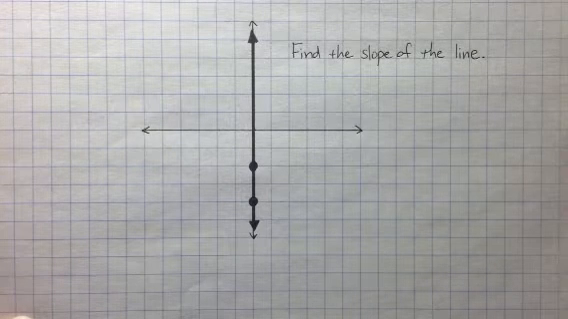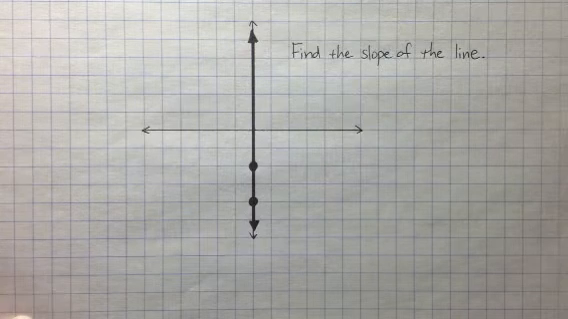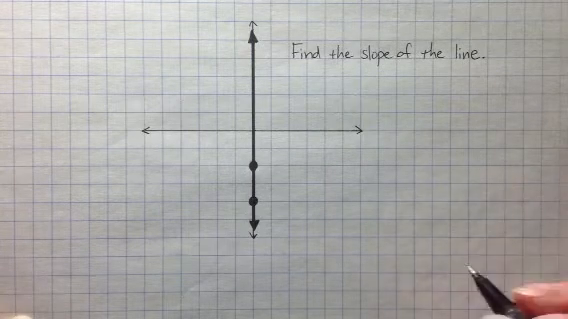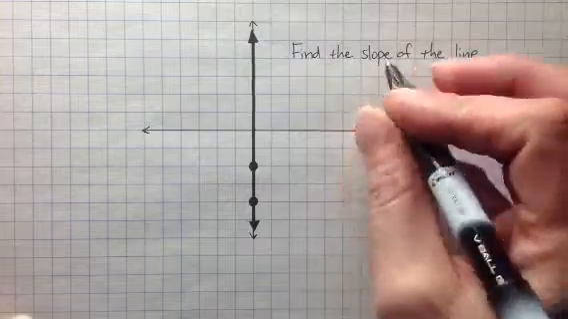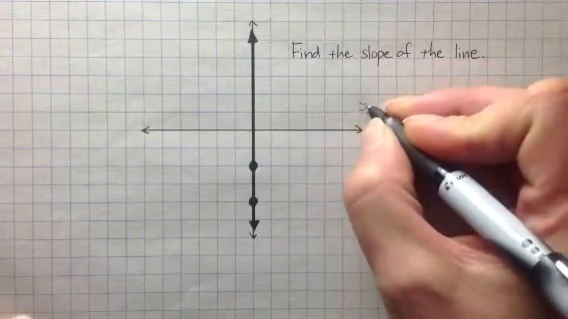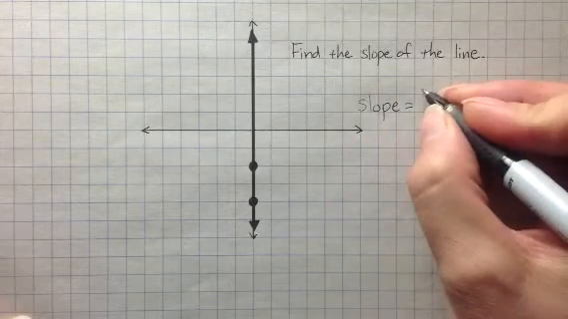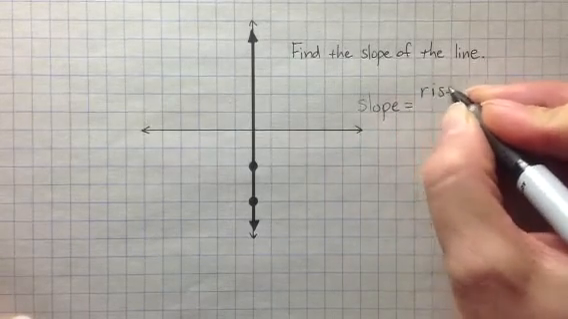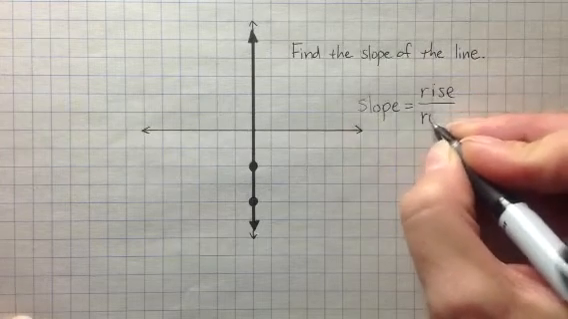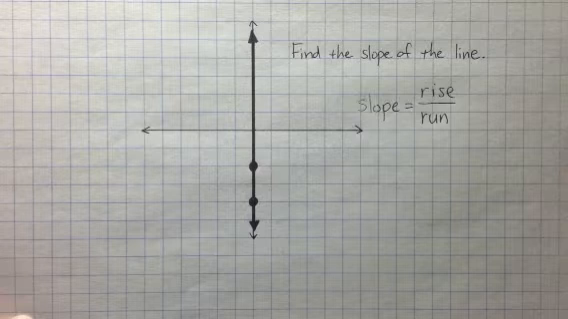But just to verify, in case I'm not sure or if I just don't remember, I'm going to go ahead and use the ratio of slope. I'm not going to use the formula because they've given it to me in a graph. So I'm going to use the ratio. Slope equals the change in y, which is your rise, over the change in x, which is your run. So the ratio I use when I'm doing it on a graph is rise over run.